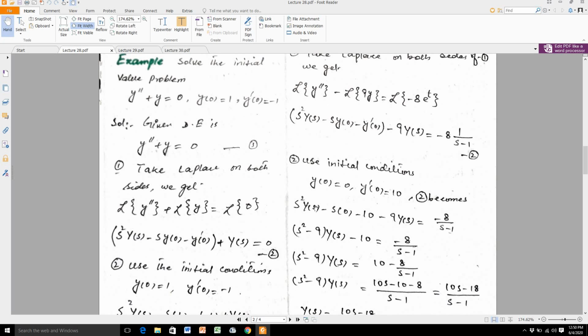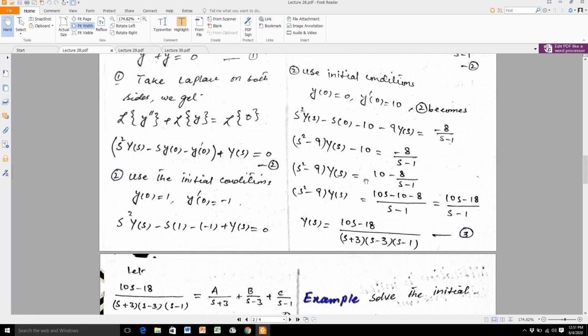s square capital Y of s minus s into 0 minus 10 minus 9 Y of s is equal to minus 8 over s minus 1. When I simplify this and collect the common terms, I see that s square minus 9 into capital Y of s minus 10 is equal to minus 8 over s minus 1. Now I take this negative 10 towards the right, so s square minus 9 into capital Y of s is equal to 10 minus 8 over s minus 1.